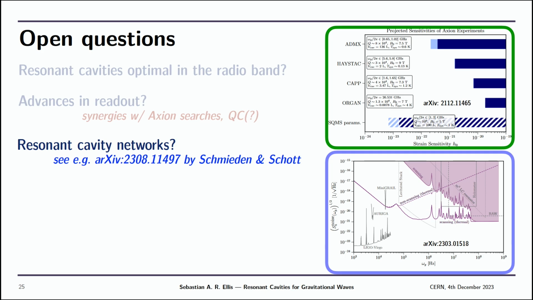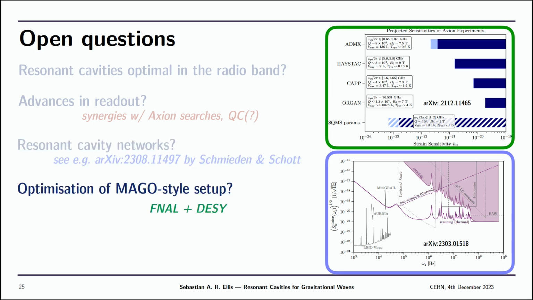There is, of course, the possibility of not just having one cavity, but having a network of cavities, and there has been some work done in this direction to ask what the sensitivity is when you turn these cavities into a network, and I invite you to look at this paper. There's a further question of what is the optimization of a MAGO-style setup. Can one ever really reach this thermal vibration noise floor? If you want to reach it, how do you do that? I think this is the subject of study at DESY and Fermilab currently.